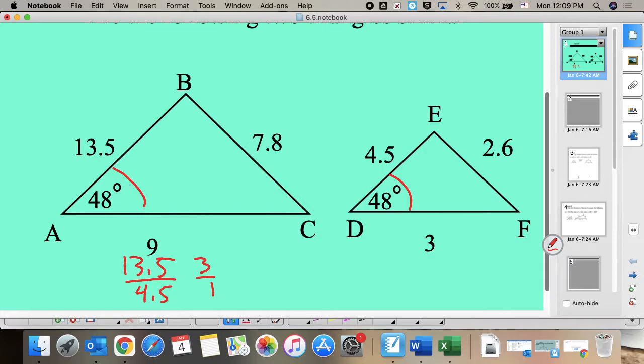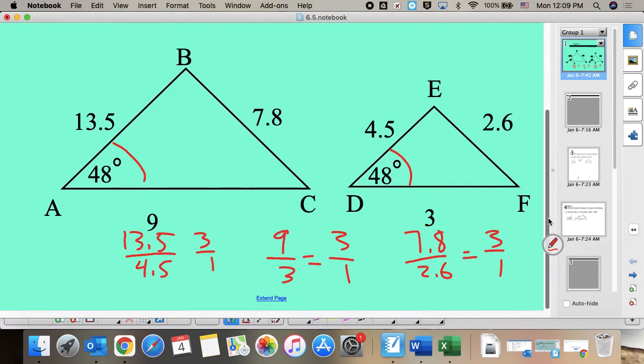Likewise, we can do the medium with the medium. That would be 9 over 3. That also reduces to 3 over 1. So far, so good. And then the last one would be my 7.8 over my 2.6. 7.8 over 2.6 does also reduce to 3 over 1. Right, so all three sets of sides reduce to the same thing. What we're going to go over at the start of class today is that, without my angles, that is already going to be enough for us.